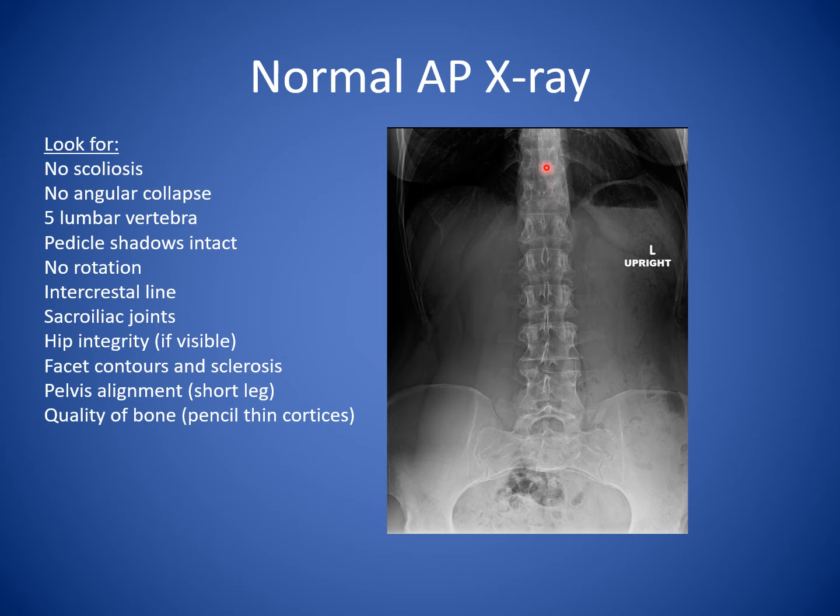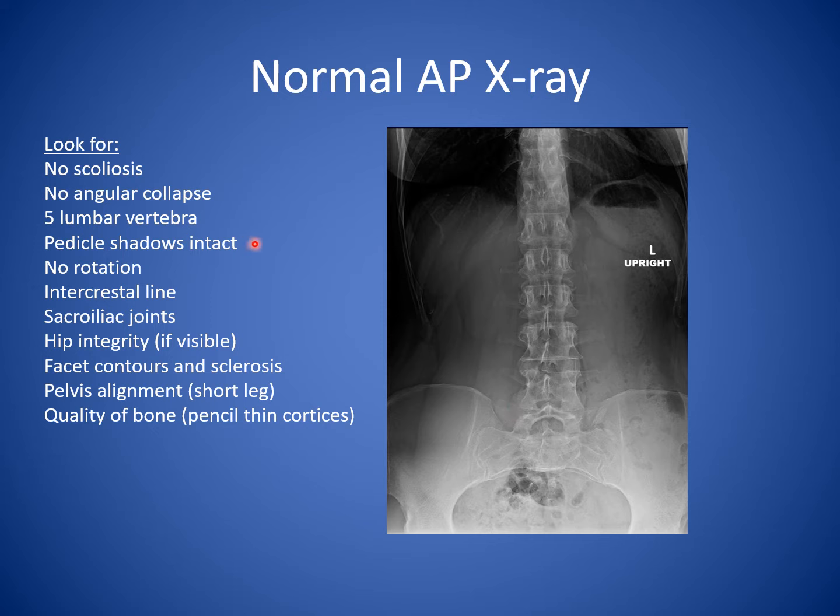You want to first look for scoliosis. The spine should be straight in the AP plane. You want to look for any angular collapses. The vertebra should be parallel to each other. You want to look for 5 lumbar vertebrae, L1, L2, L3, L4, L5, and then the sacrum. There's a slight lumbarization of S1 here.